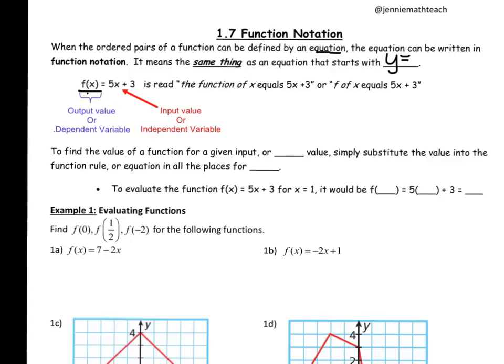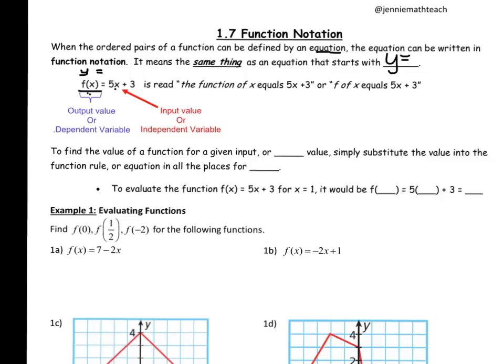So when you see something that looks like that, that's the same thing as seeing y equals, and it means that it's a function of x, that depending on what we put in for x, for our input, we will get a certain output value, a certain y value, depending on what we put in. So to read this out loud, we would just say f of x equals 5x plus 3.